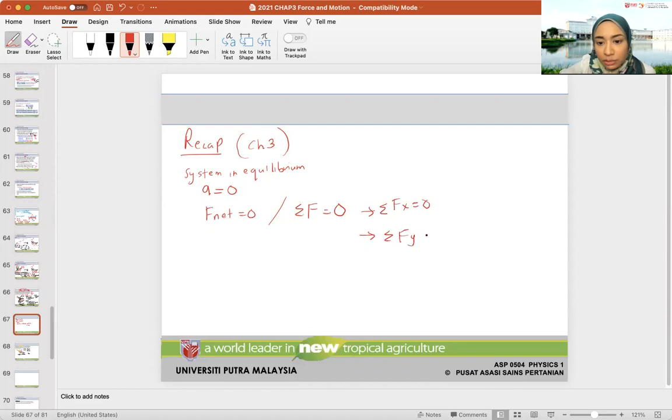Why is this arrow so ugly? Kejap. Okay, tak rupa arrow dah.